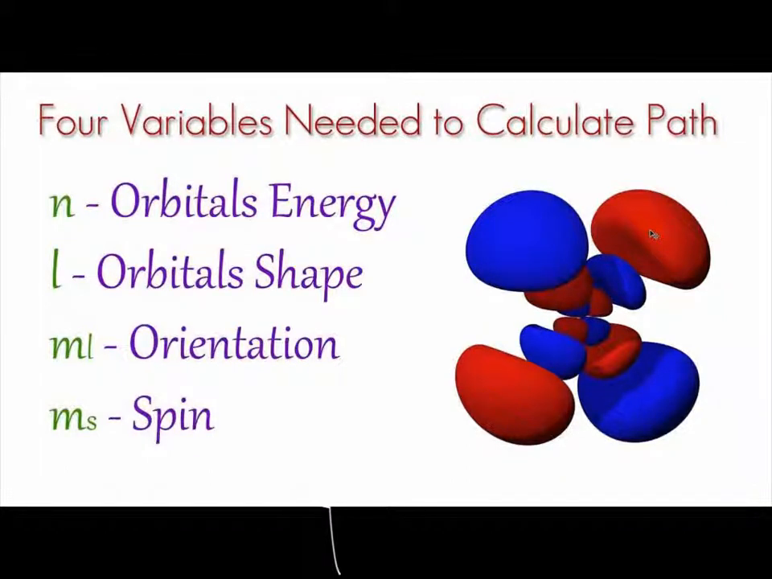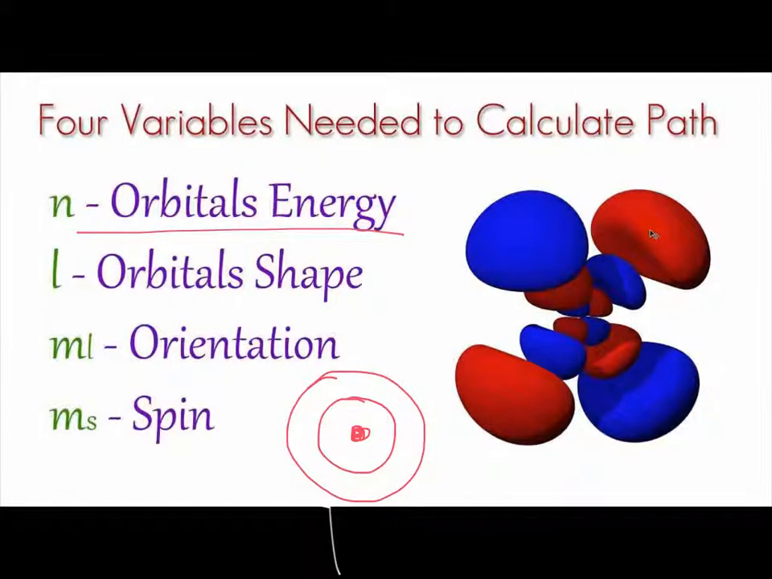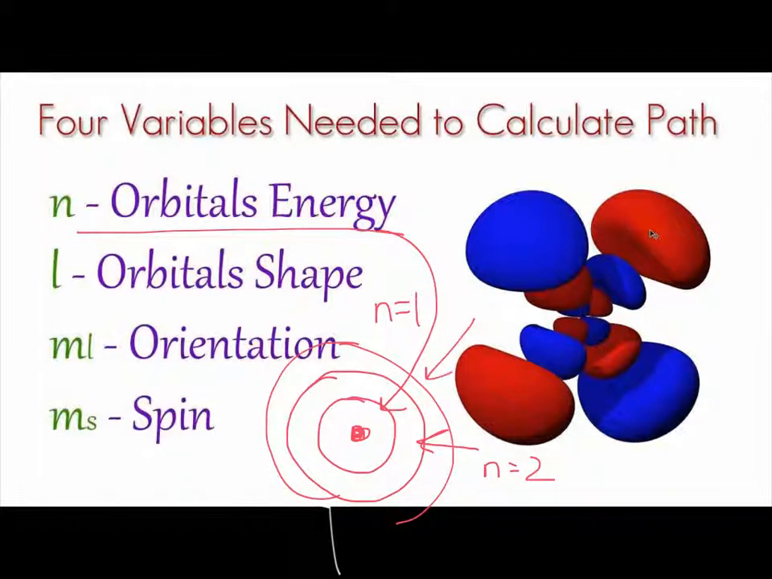Alright, so based on Schrödinger's equation, there were actually four variables. One variable is the energy that an orbital contains, and we call this the principal quantum number n. If you think about this in terms of what you already know about atoms, if this was our nucleus, you may have learned that electrons are found in energy levels or shells, and that's what n represents. So level n equals 1 is the one closest to the nucleus, and then n equals 2, and n equals 3, and these are basically what you've probably heard before as the energy levels.